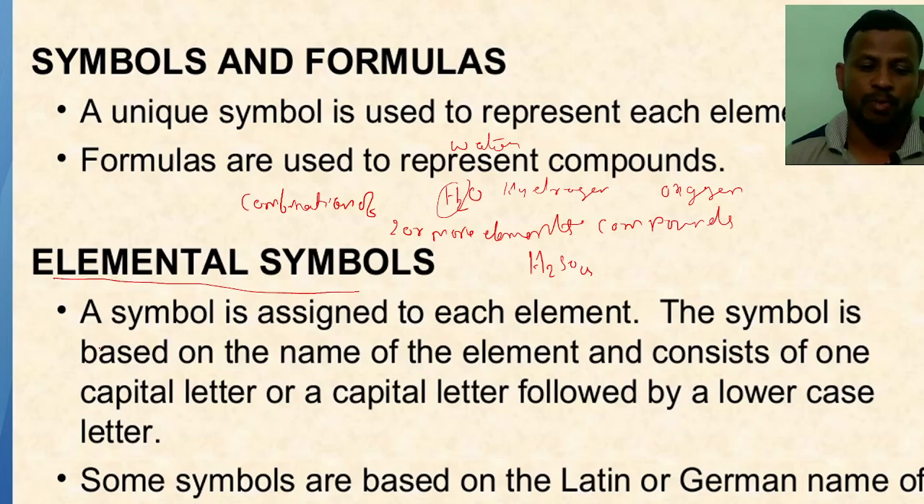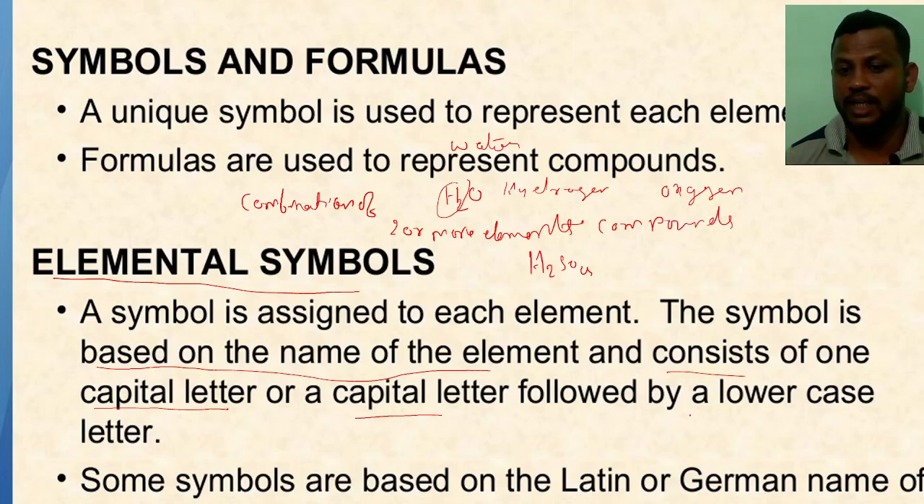Let us see the second point here, that is the element symbols. A symbol is assigned to each element. Remember that, this is the important point here. The symbol is based on the name of an element and consists of a capital letter, or a capital letter followed by a lowercase letter.